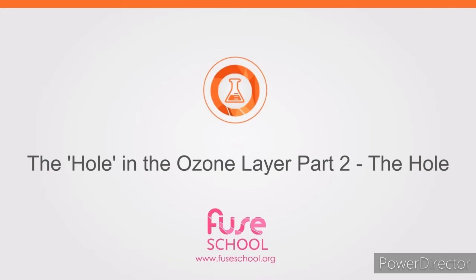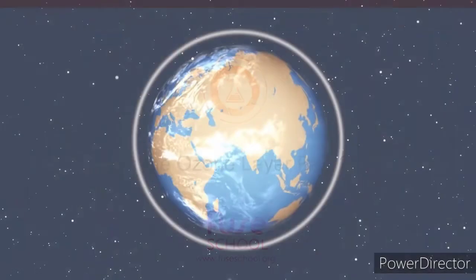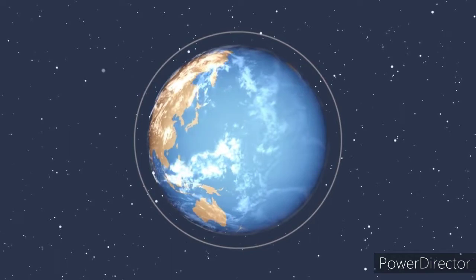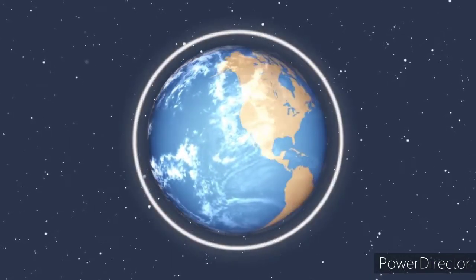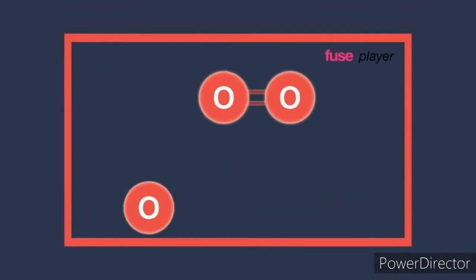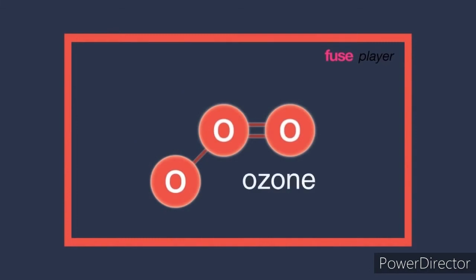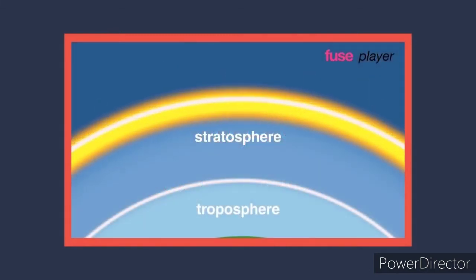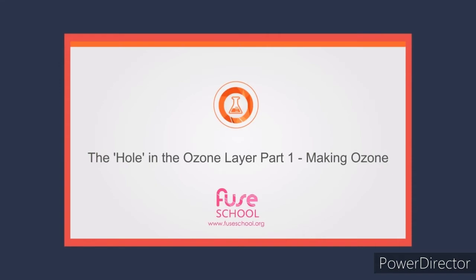In this video, you will learn about the famous hole in the ozone layer and why it has got thinner. We will also look at the action the world has taken to restore it back to health. To find out how stratospheric ozone is made and how it stops harmful UV from reaching the ground, view Part A of this video.